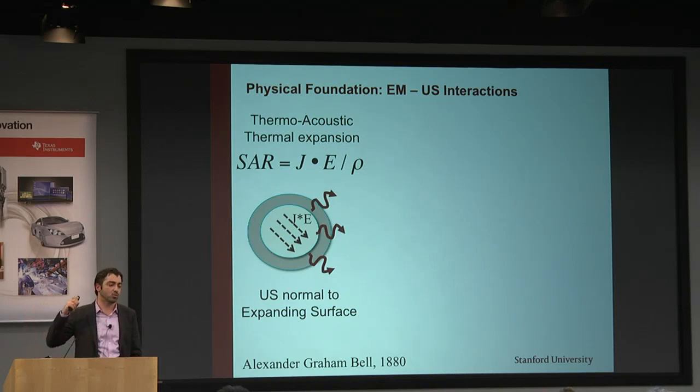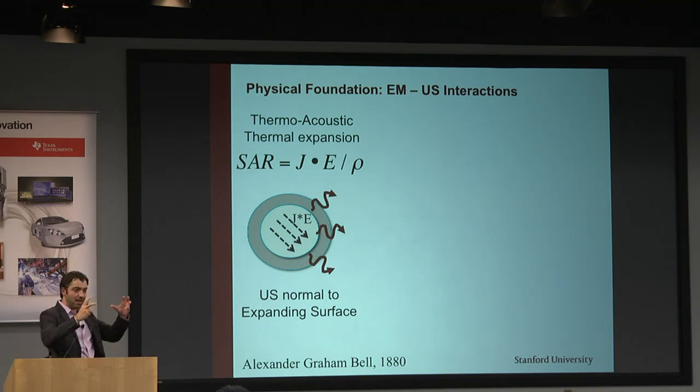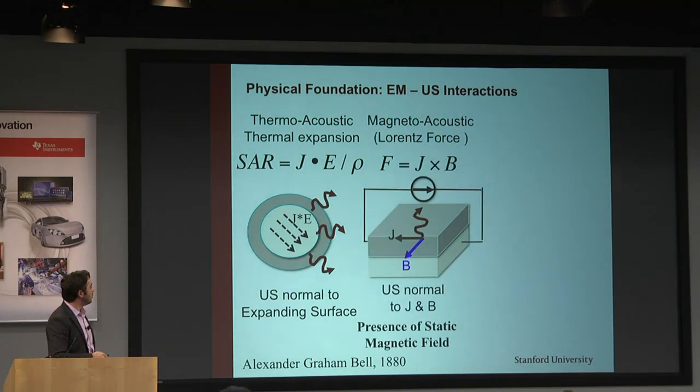Thermoacoustic is one of these interactions where you go in with energy, that energy generates currents, J dot E generates heating, and that gives you the expansion you're picking up. It's a nonlinear phenomenon, right? But also, if you have a static magnetic field and you generate eddy currents, we get Lorentz forces, J cross B, and that generates also acoustic pressure.